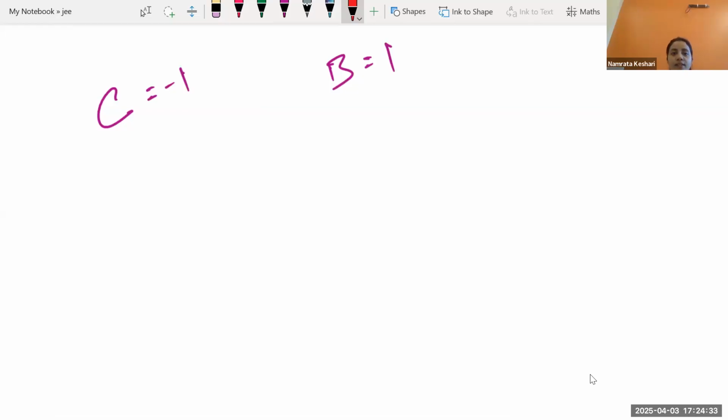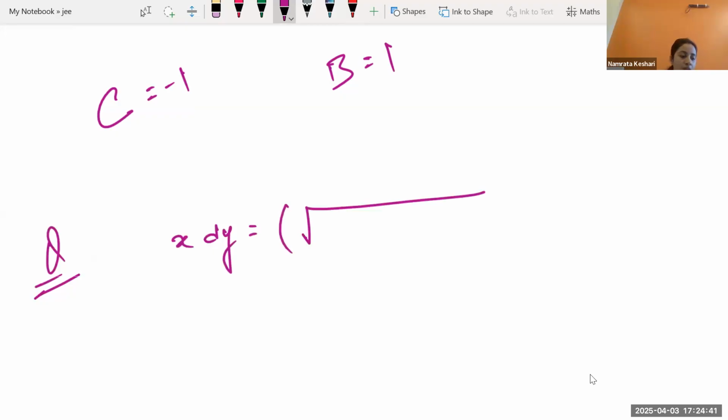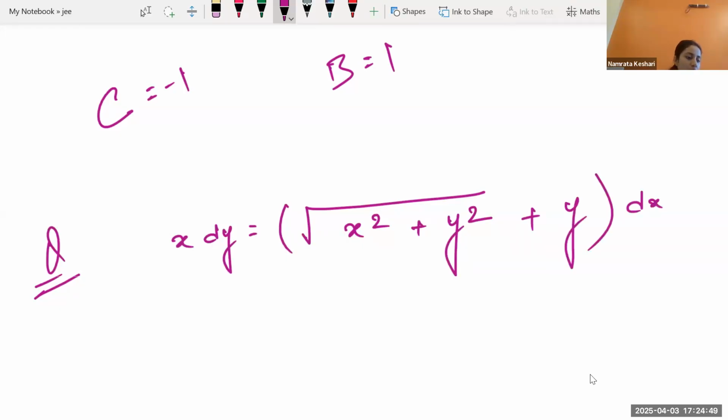Now the next question: suppose we have x dy = (x² + y² + y) dx. Here, what are we supposed to find again? When x is 1, y is 0, then when x is 2, find y. That is how the question is asked. Let's find the solution first for this differential equation.